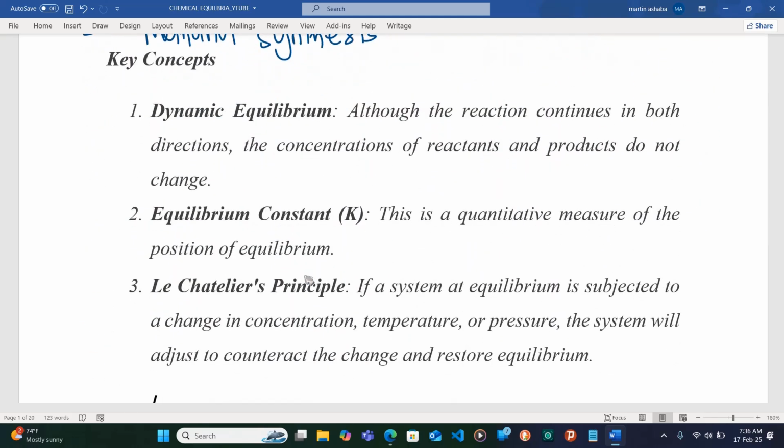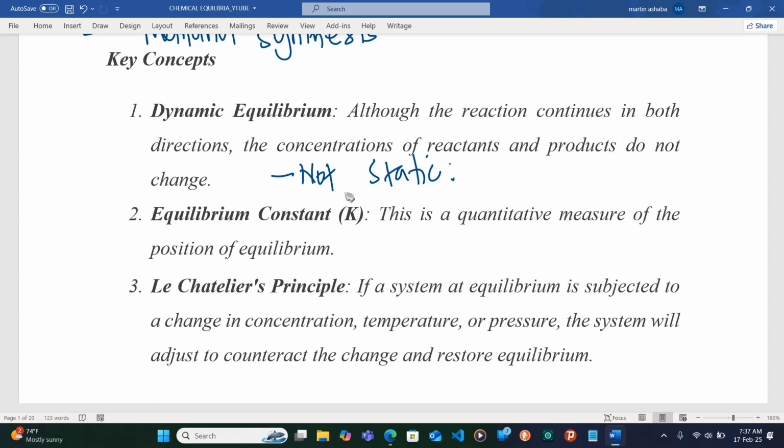So in our discussion, the key concepts that we are going to be looking at is that we need to understand dynamic equilibrium. These reactions are not going to be static. They are going to be in a dynamic equilibrium because reactions will continue to occur. Yes, the reactions will continue to occur, but the concentrations of the reactants and products do not change.